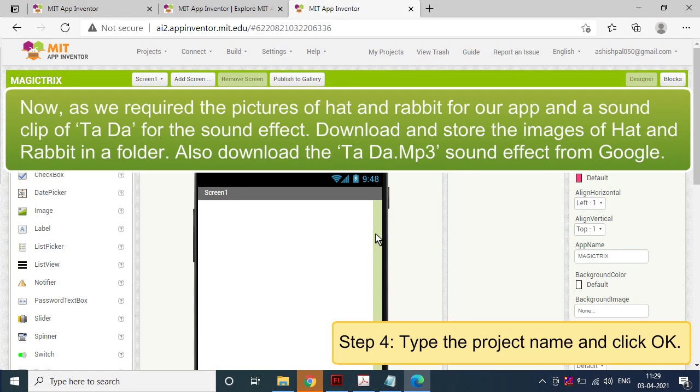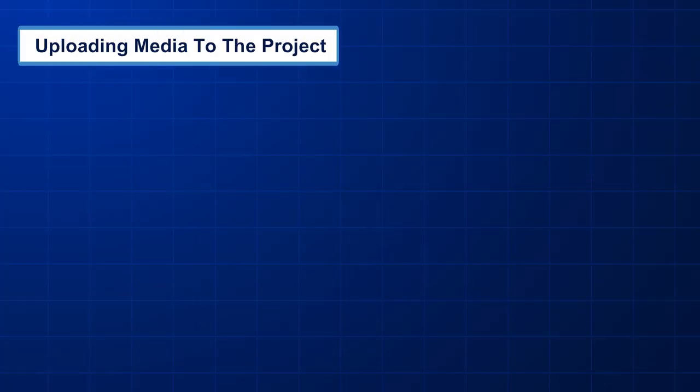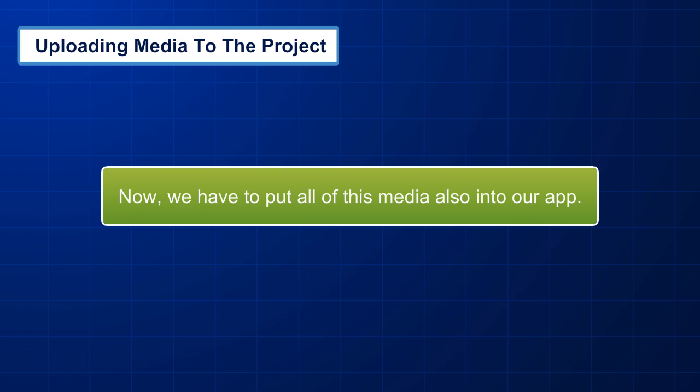Now, as we require the pictures of a hat and rabbit for our app and a sound click of "tada" for the sound effect, download and store the images of the hat and rabbit in a folder. Also, download the "tada" MP3 sound effect from Google. Image of hat, sound effect. Uploading media to the project. Now, we have to put all of this media into our app.